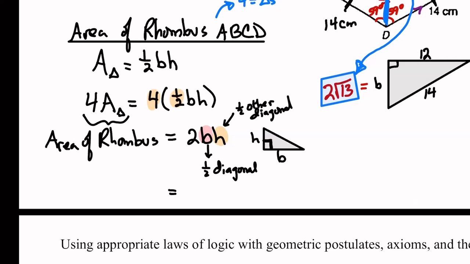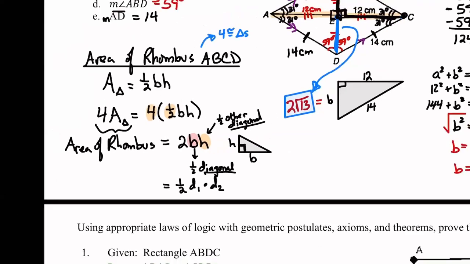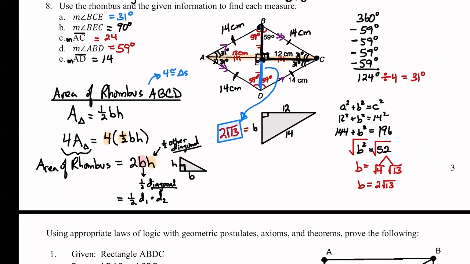So 2 times a half times a half. Well, 2 times a half is 1, times another half would be 1/2. Half of one diagonal multiplied by the other: diagonal 1 times diagonal 2. And that would give you the area of a rhombus. Now, that's a rule, but you don't really need to know that rule, because you can find the area of the triangle.